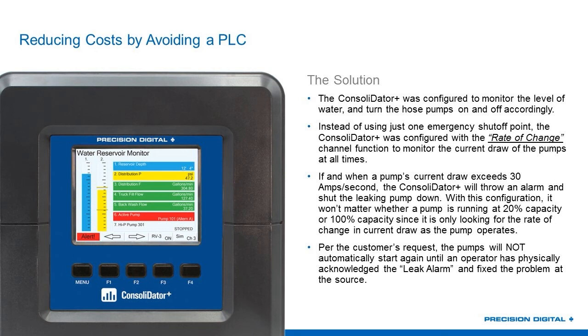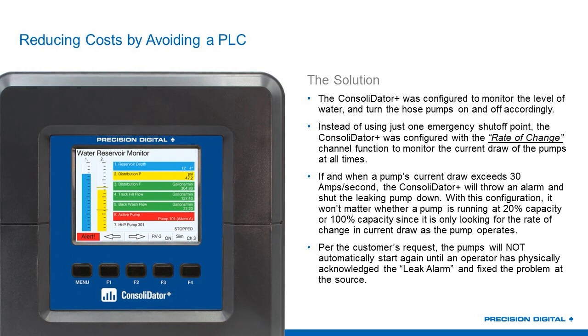And so what I basically did was I configured the ConsoliDator Plus to maintain the level. So when the level got to a certain point, we would turn a relay on. It would turn the pumps on. It would drain out until the acceptable level, and then it would turn it off. Nothing too fancy about that. But we wanted to make sure we were monitoring the current draw.